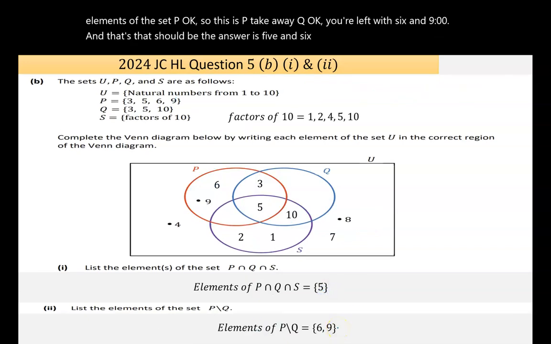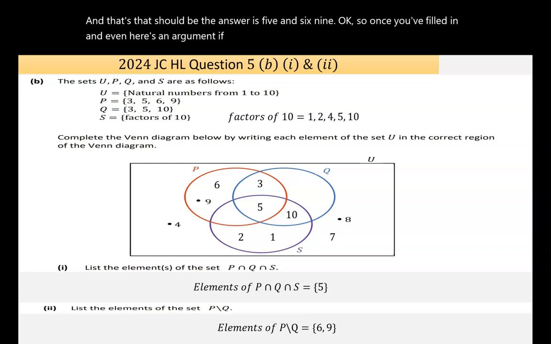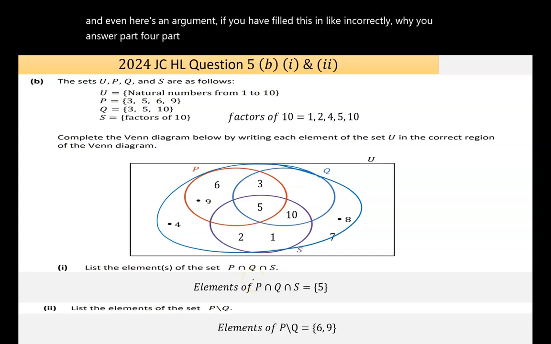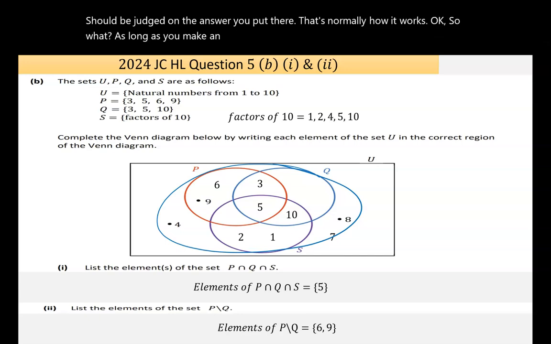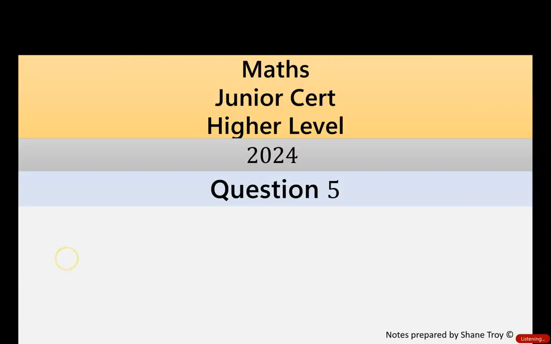So once you have it filled in, and even here's an argument: if you had filled this in incorrectly, what you answer for part one and part two should be judged on the answer you put there. That's normally how it works. So as long as you make an attempt that's relevant to what you've put on the diagram, part one and two may actually get more marks than you'd expect. Seems to be the end of question 5.